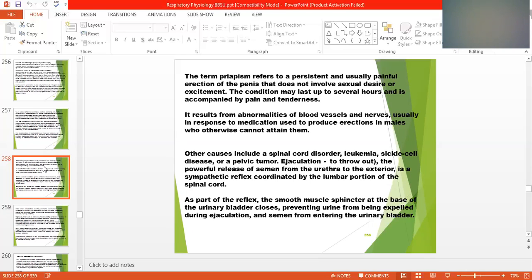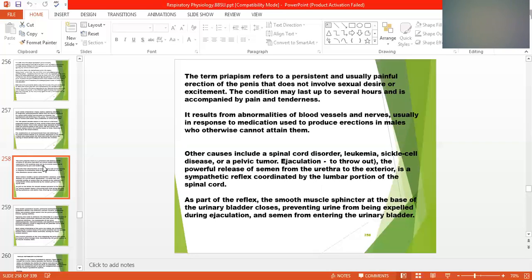So what does the sympathetic system do? It closes the sphincter of the urinary bladder, so urine cannot come with sperms. Otherwise, it will mix and enter into the female, and that causes an infection.